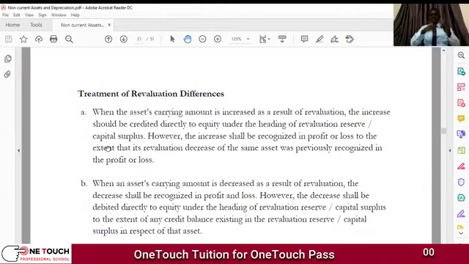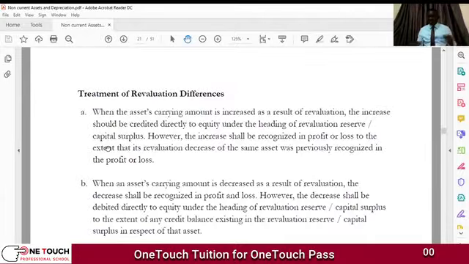Don't worry, we'll look at it practically and you'll have an understanding of that. Good. Then the B aspect is that when an asset's carrying amount is decreased as a result of revaluation, the decrease shall be recognized in profit or loss. So that's what I explained. However, the decrease shall be debited directly to equity under the heading of revaluation reserve or capital surplus to the extent of any credit balance existing in revaluation reserve or capital surplus in respect of that asset.